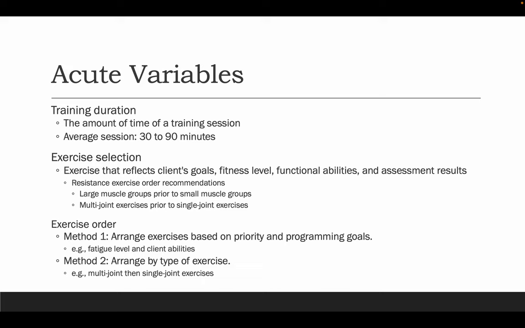Each rep has a pause in it, so it's a little bit slower of a movement. Circuits we've already touched on, where you go exercise back to back to back with minimal rest, then rest at the end, and then start that circuit over again. The number of times you do the circuit depends on your ability level. Peripheral heart action, like I said, is a variation where you alternate between upper and lower. A circuit can be any way you want to put it. Peripheral is the periphery: higher, lower, higher, lower, and splitting between them.